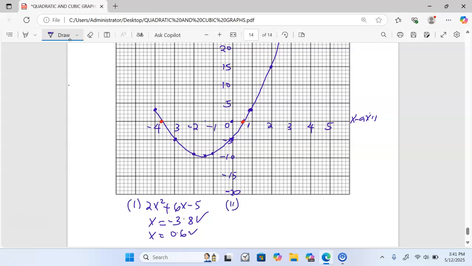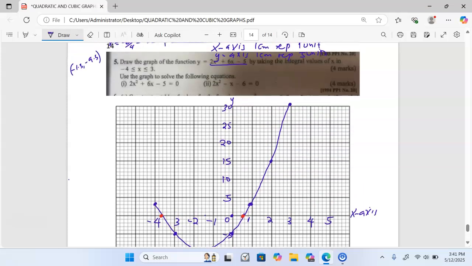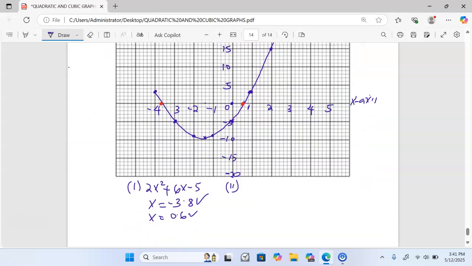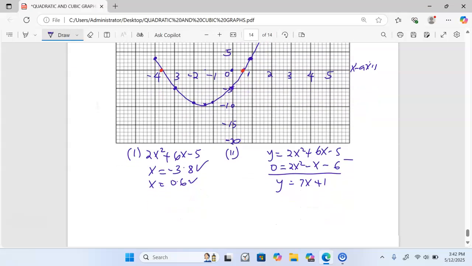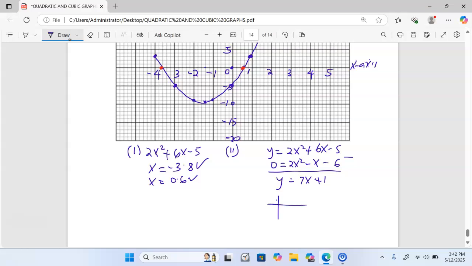Then in Roman 2, we are supposed to solve 2x squared minus x minus 6. So we are going to take the main function, which is y being equal to 2x squared plus 6x minus 5. We subtract the other function, which is 0 is equal to 2x squared minus x minus 6. Whenever you subtract these two, y will be equal to 7x plus 1. From there, we make a table having x and y.